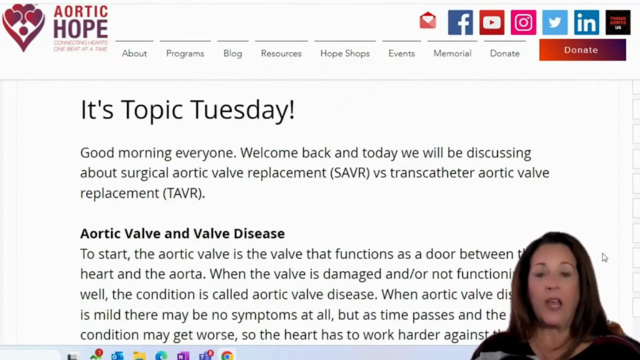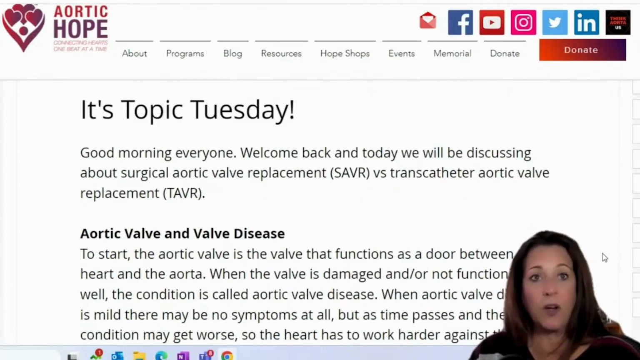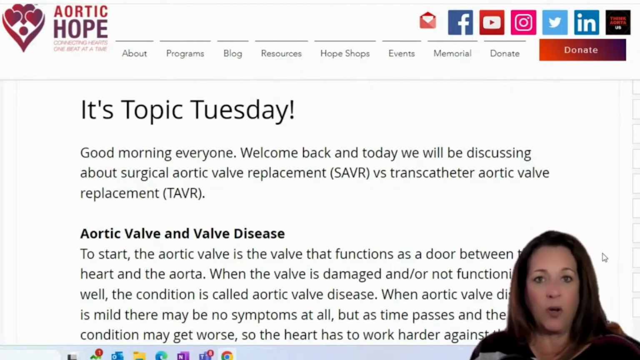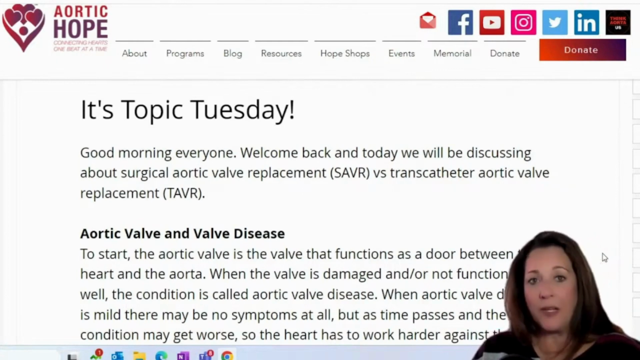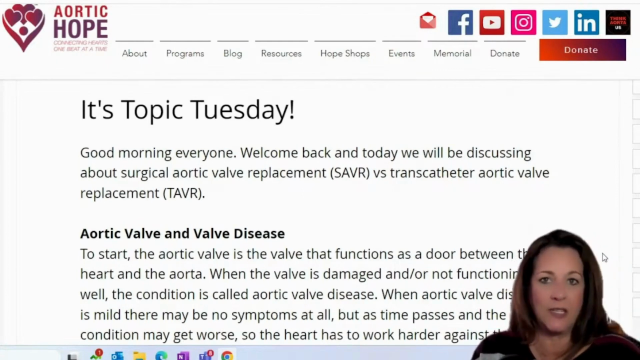So the aortic valve, which we had talked about in the prior week, is the valve that functions as the door between the heart and the aorta. So it's got typically three leaflets or three cusps, and sometimes people have two. So that would be a bicuspid aortic valve. But when the valve is damaged or not functioning well, the condition is called aortic valve disease.